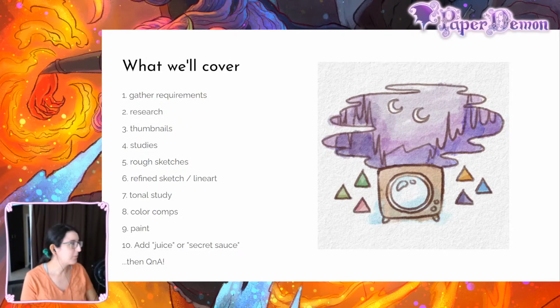Okay, so number 1 is about gathering requirements. Number 2 is about research. Number 3 is thumbnails. Number 4 is studies. Number 5, rough sketches. Number 6, refined sketch and line art. Number 7 is tonal study. Number 8 is color comps. Number 9 is paint. And number 10 is add the juice or secret sauce. So I'm going to go through all of these in detail.